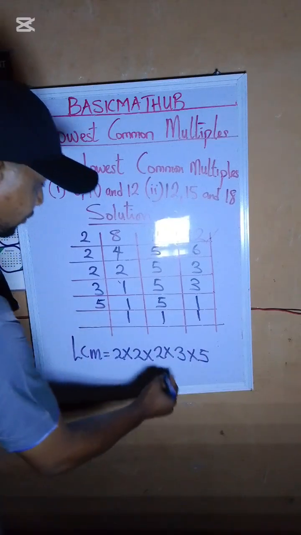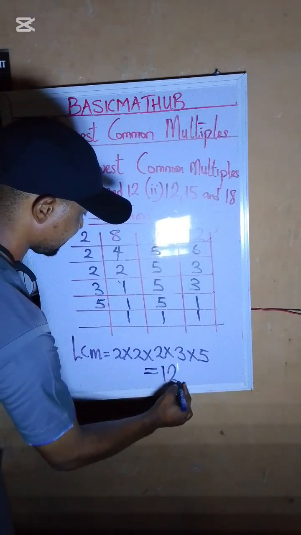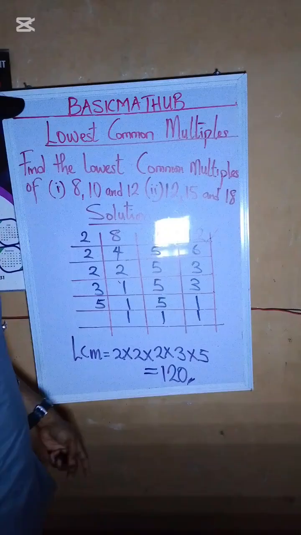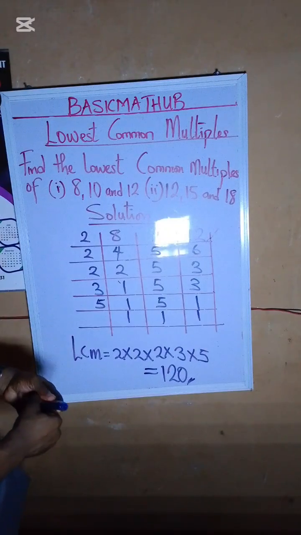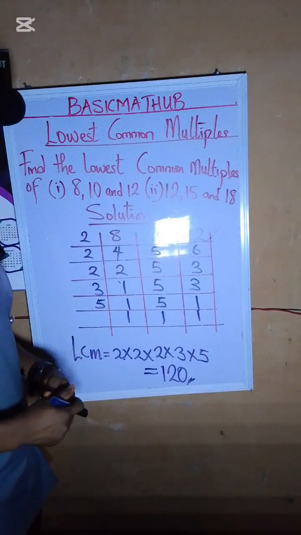And 24 times 12 will give us 120. So the LCM of 8, 10, and 12 is 120. You can practice this by yourself.